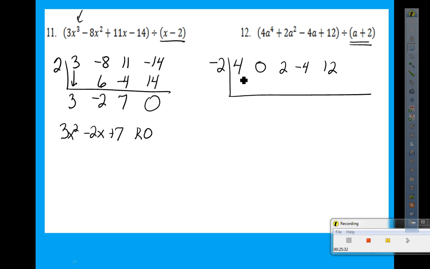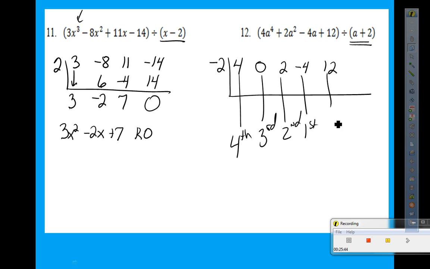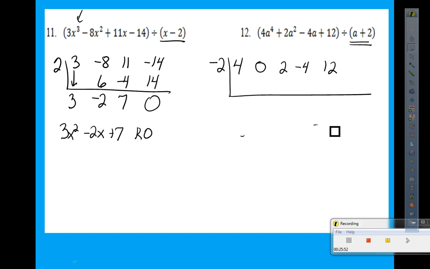So real fast, this represents the 4th. This represents the power of 3. This represents the 2nd power, the 1st power, and the constant. You got to put a 0 in there if you're missing a term. Otherwise, things won't line up. Once you got the 0 in there, the rest of it should be pretty easy.